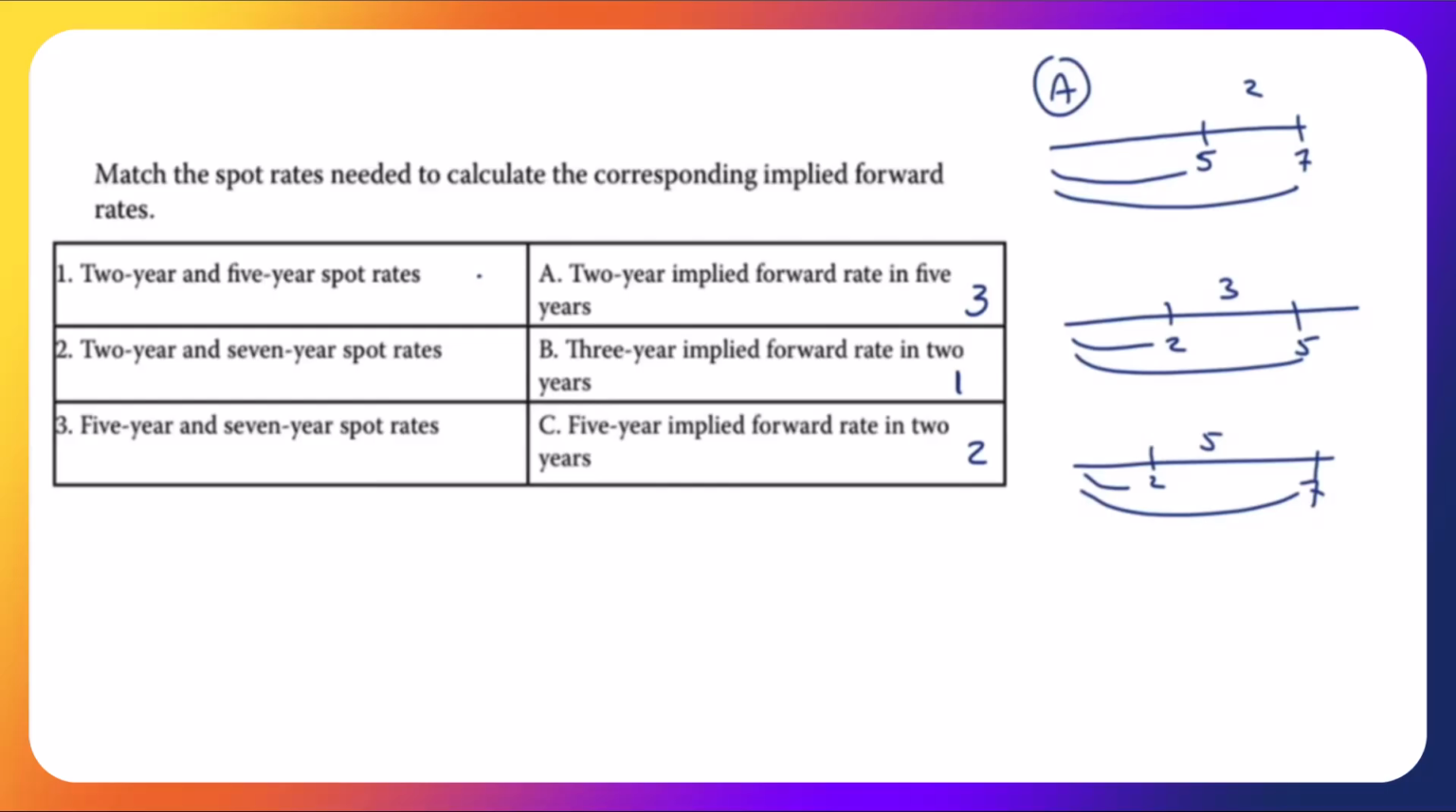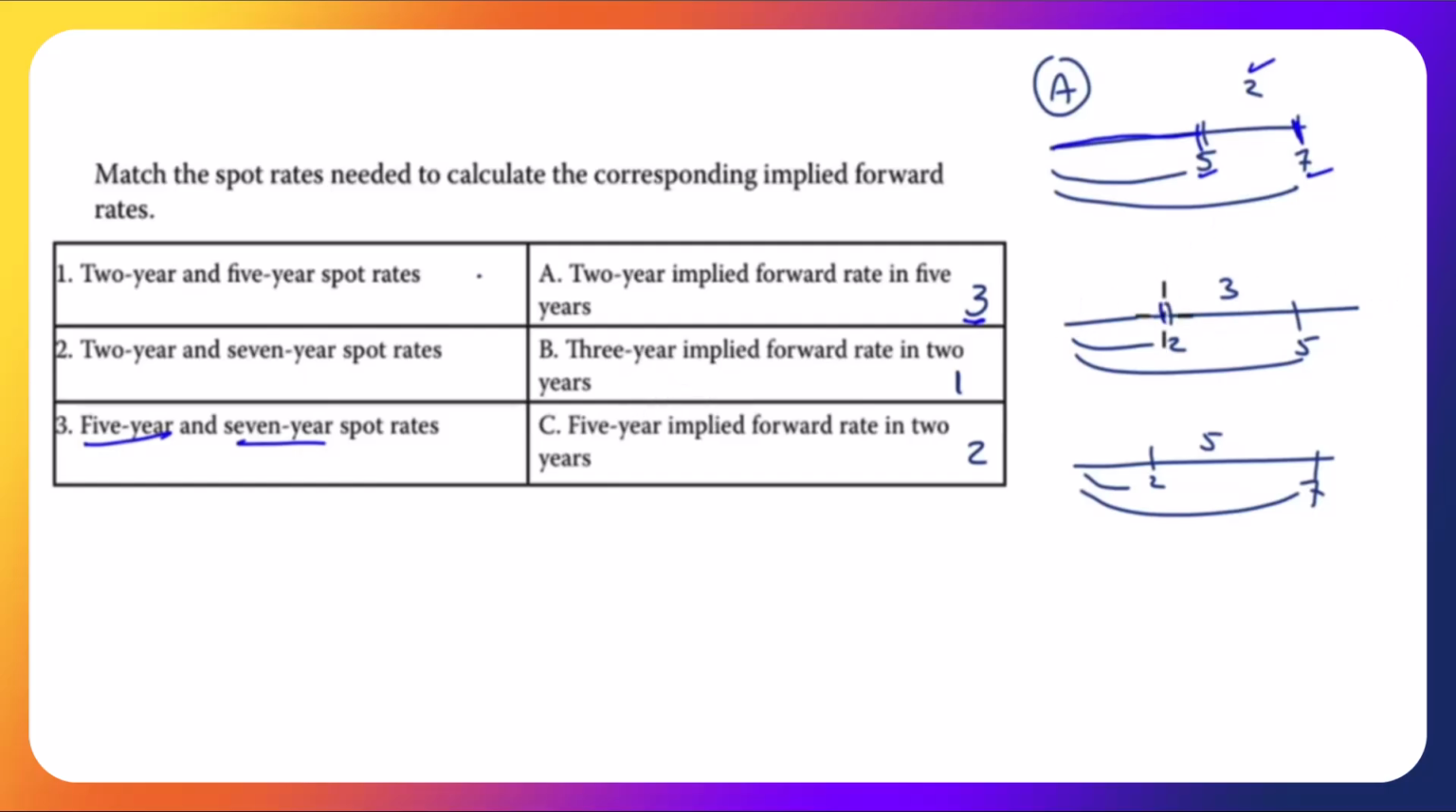Match the spot rates needed to calculate the corresponding implied forward rate. So here we have a 2-year implied forward rate in 5 years. So if we draw a timeline, in 5 years, we'll have a 2-year implied forward rate, which would bring us to the end of 7 years. So we're going to need a 5-year spot and a 7-year spot to get that done. A 5-year and 7-year spot rate. So A is 3.